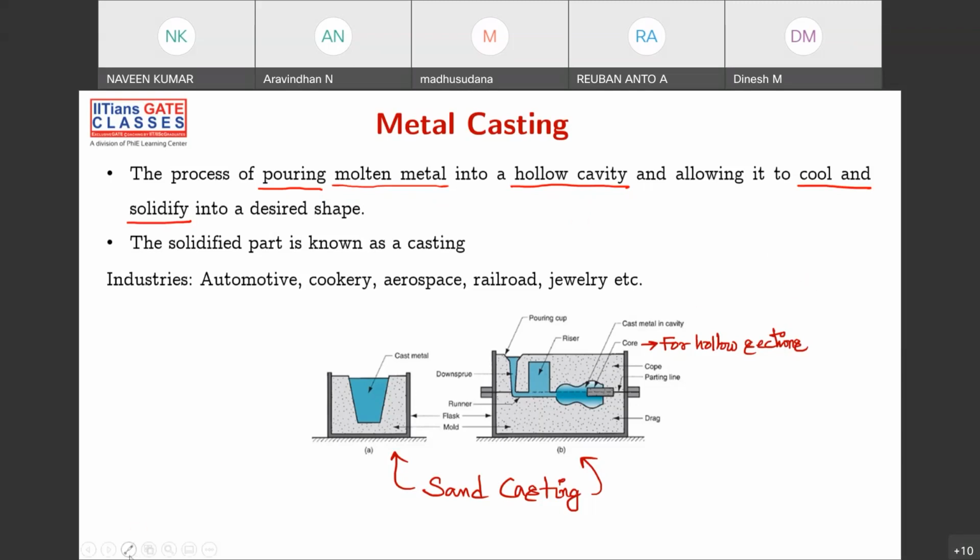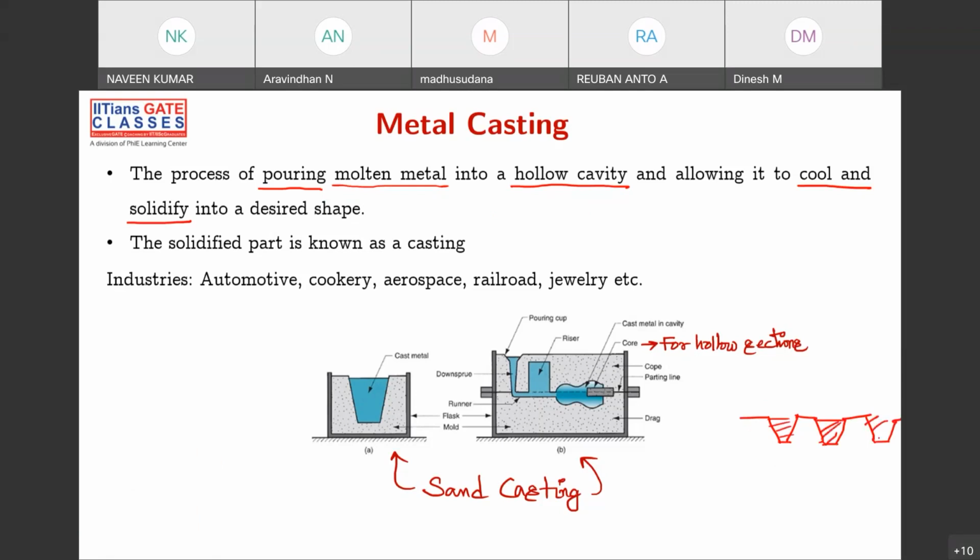Mostly in your fridges, you might have seen this kind of tray, right? So what you do, you pour the water. Let's treat water as your molten metal, and then you put it into the deep fridge, and you allow it some time, and then it will get solidified and ice is being formed, right?